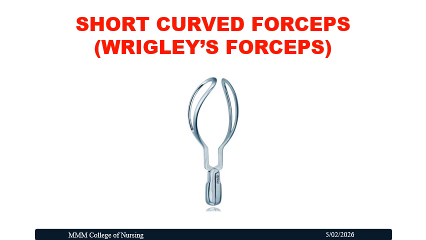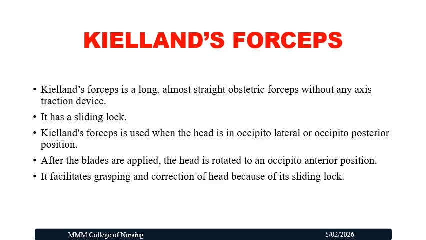This is the image of the Wrigley's forceps. Next is Keelan's forceps. Keelan's forceps is a long, almost straight obstetric forceps without any axis traction device. It has a sliding lock also.